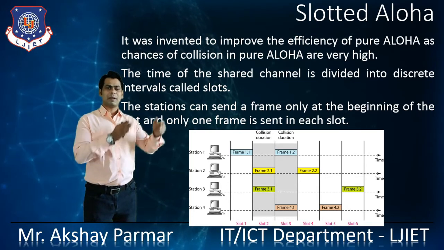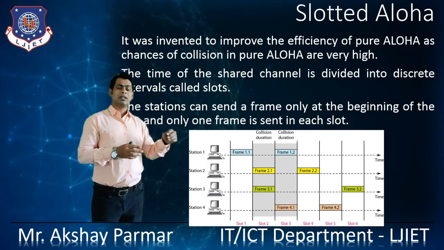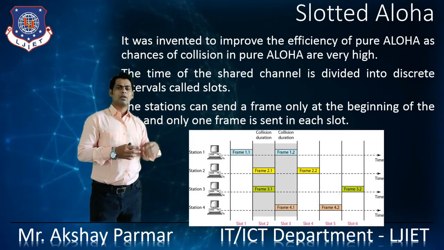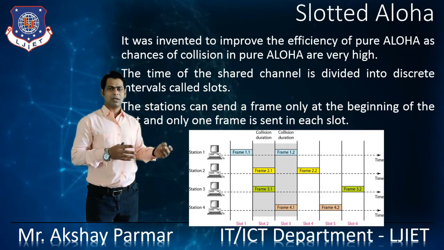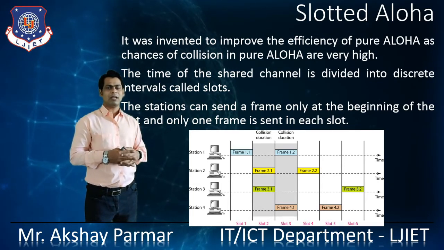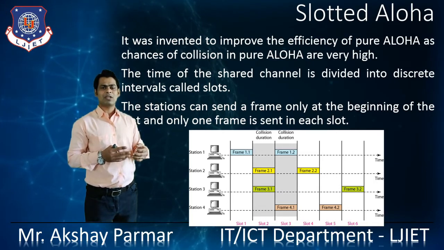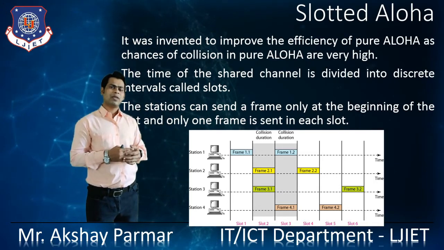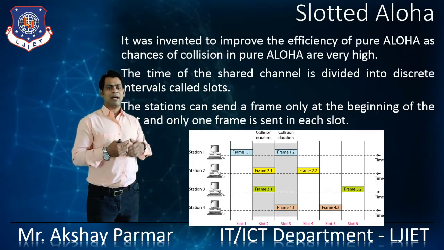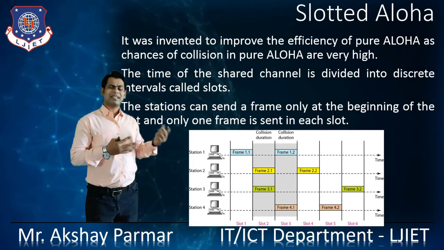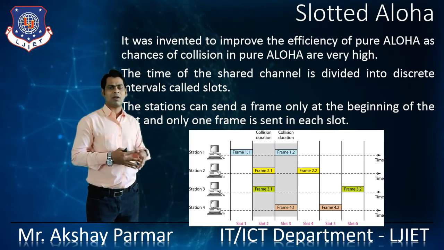So whenever, in that particular time slot, two senders are sending frames, that slot is called the collided slot, right? So we can say that the collision has occurred there. Here you can observe that frame 2.1 and frame 3.1 are overlapped, so we can say that a collision occurred.